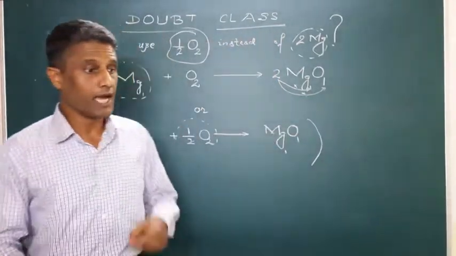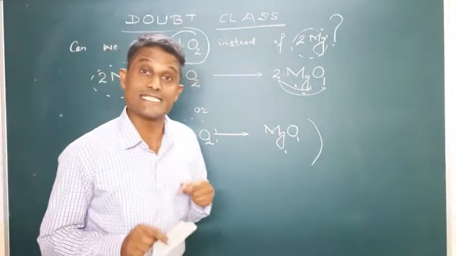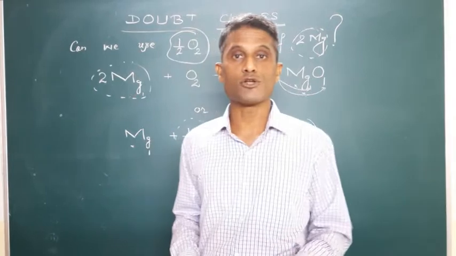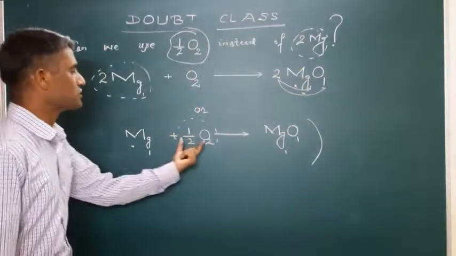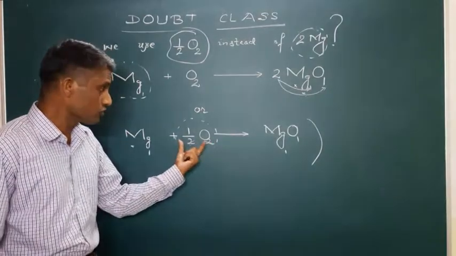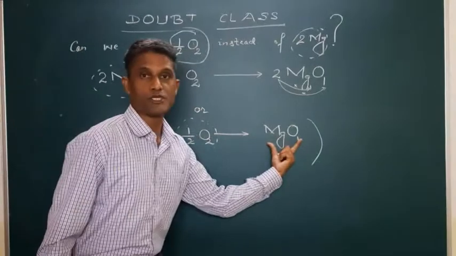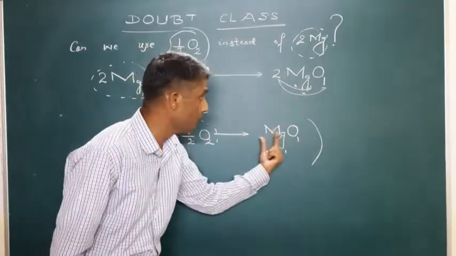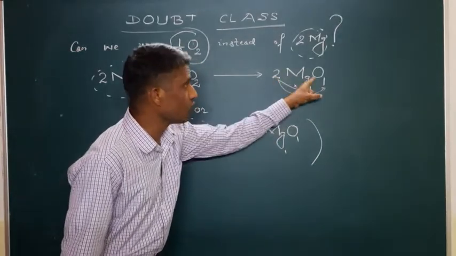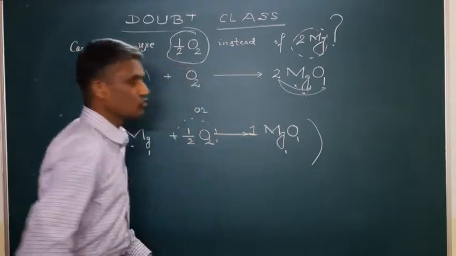For example, as we deal with thermodynamics, where we find the standard heat of formation of a compound, in that case we need fractional coefficients. We need those fractional coefficients because we calculate the standard heat of formation for 1 mole of that very compound. Here you are seeing 2 moles of MgO are forming, and here you are seeing 1 mole of MgO is forming.